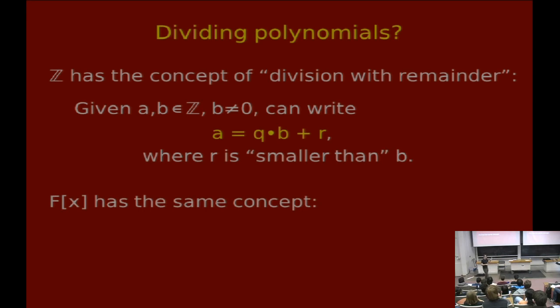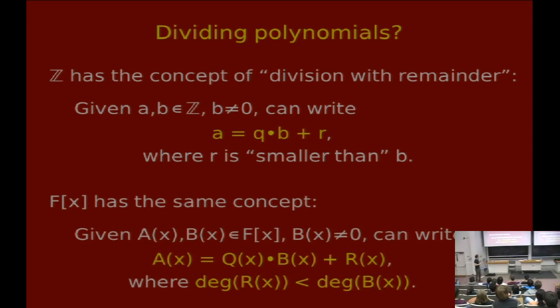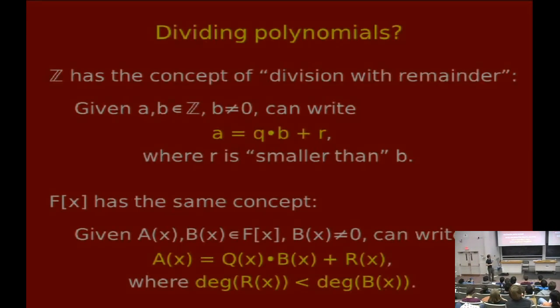And f of x has exactly the same concept. So if you have two polynomials, a of x and b of x, this is a typical notation for a polynomial, and b is non-zero, you can also sort of divide a by b, and you get some quotient polynomial q, and you get some remainder polynomial r.